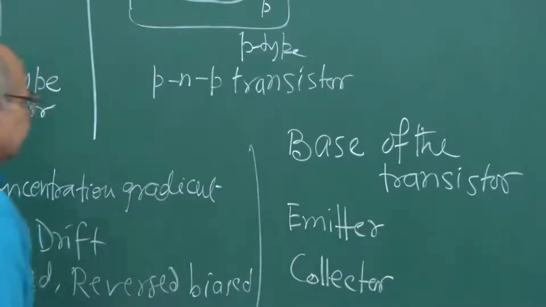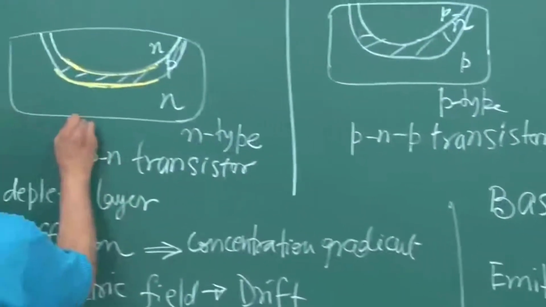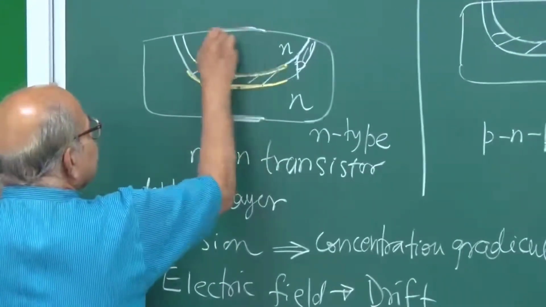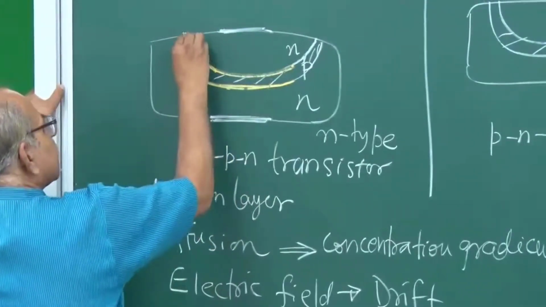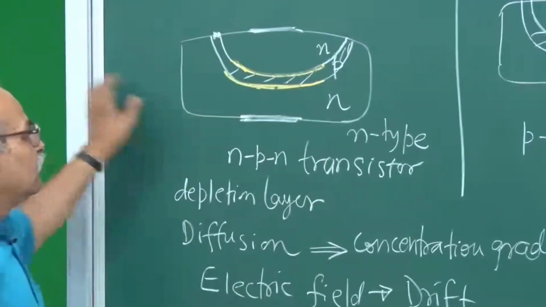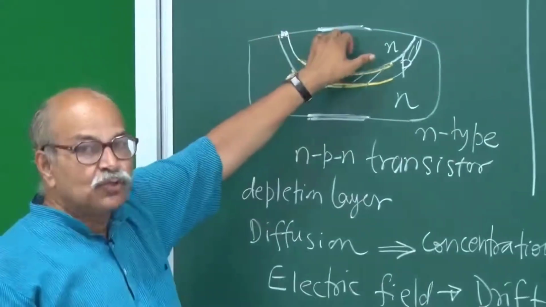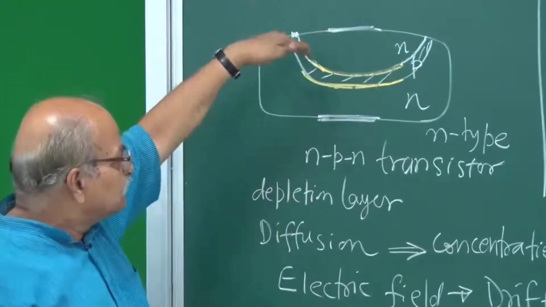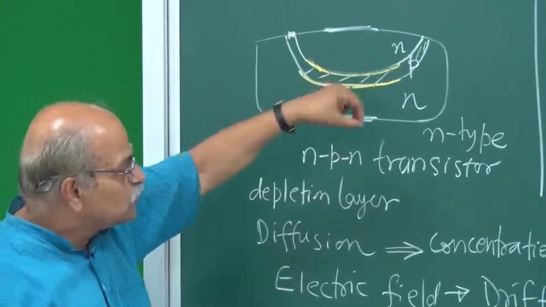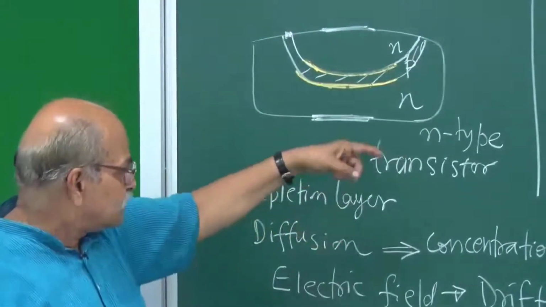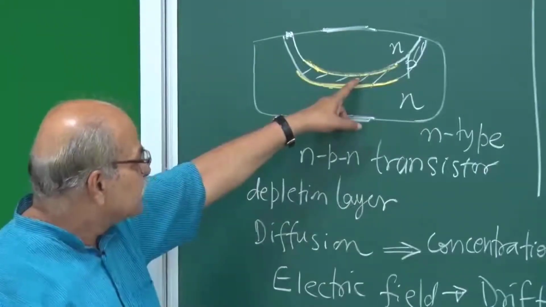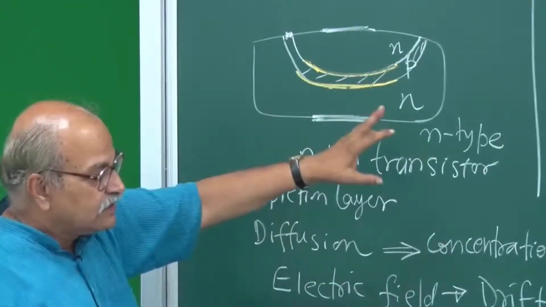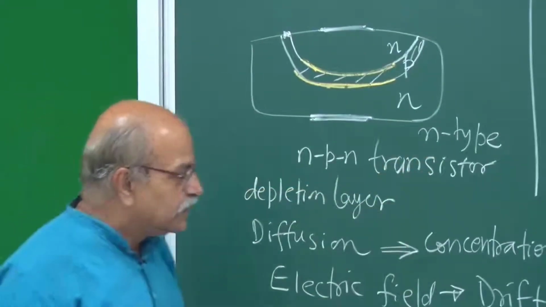You will have metal contacts somewhere here, somewhere here, and somewhere here, so that all three can be joined to the external circuit. So you will have three terminals to join to the external circuit, corresponding to base, emitter, and collector. This is the nomenclature, this is how we name it.